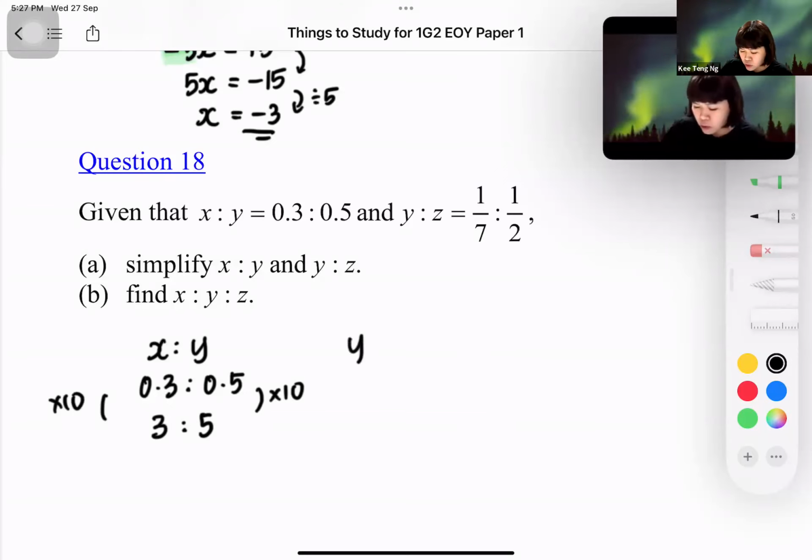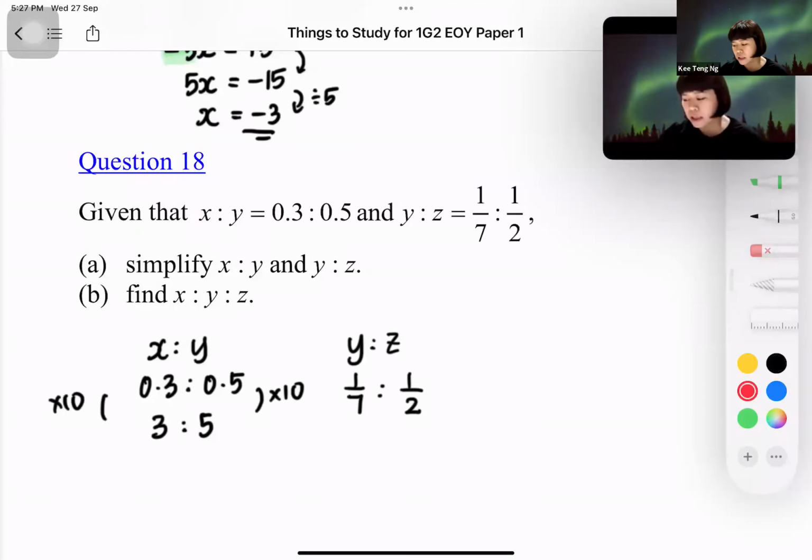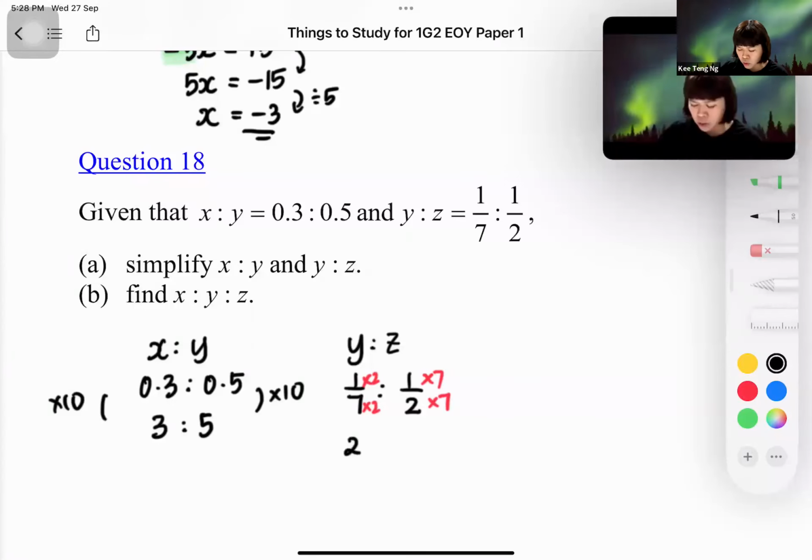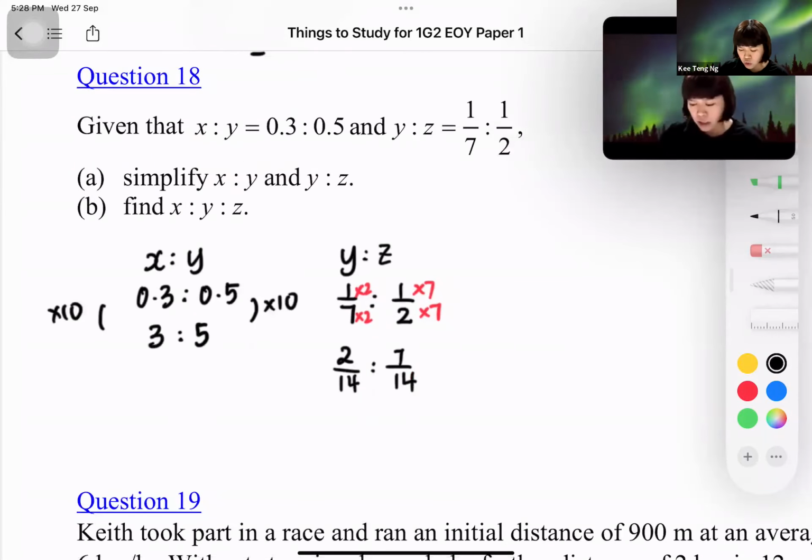Next one, I have another ratio. Y is to Z. This is 1 over 7, 1 over 2. Alamak, I must make them the same denominator, right? And then make the fraction disappear. What can I do? I can times 2 times 2 times 7 times 7. So if I times 2 times 2 times 7, this one will be 2 over 14, then 7 over 14. Then I simplify, I get rid of the denominator. This will be 2 is to 7. Am I right? So the first part, they say simplify the ratio, the first one and the second one.